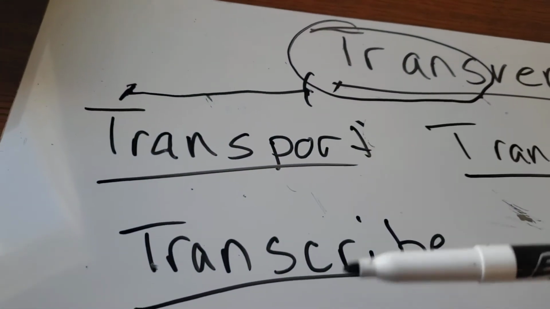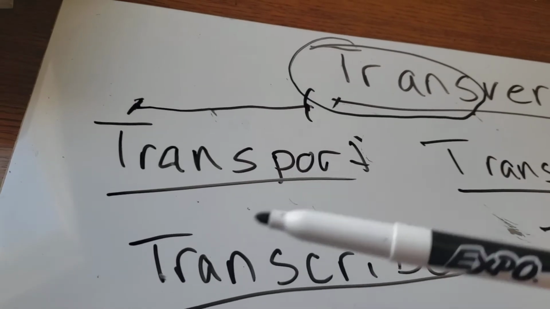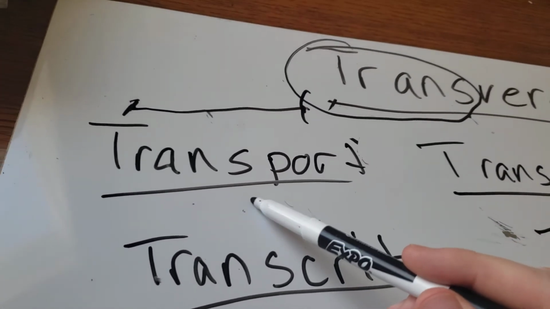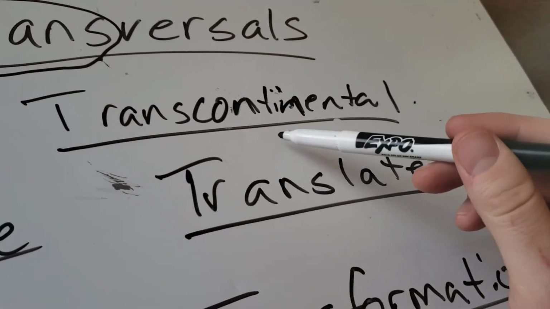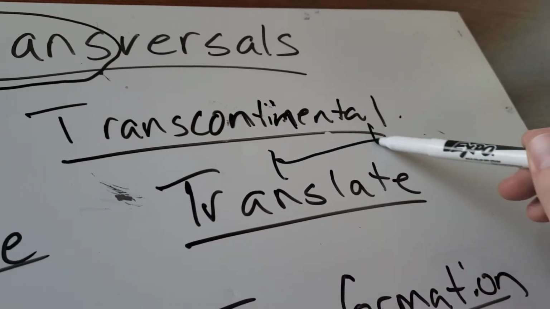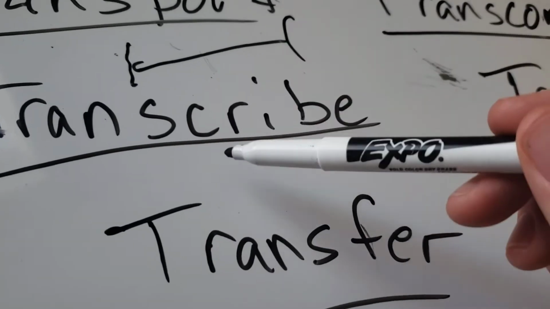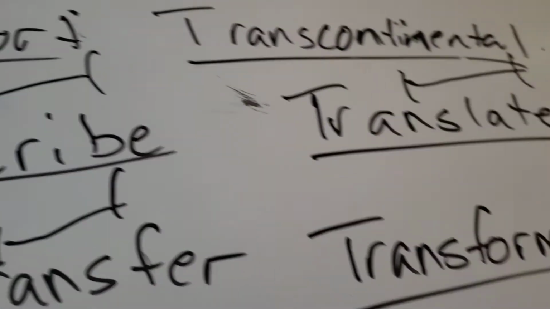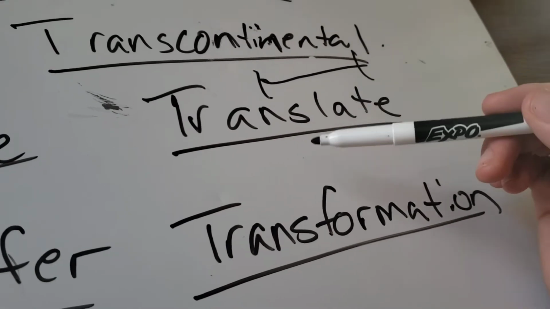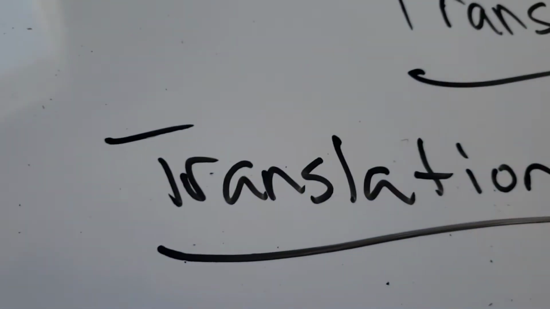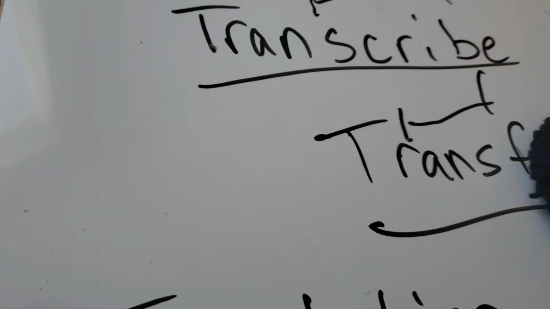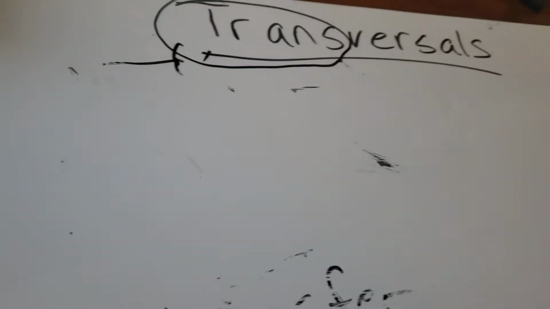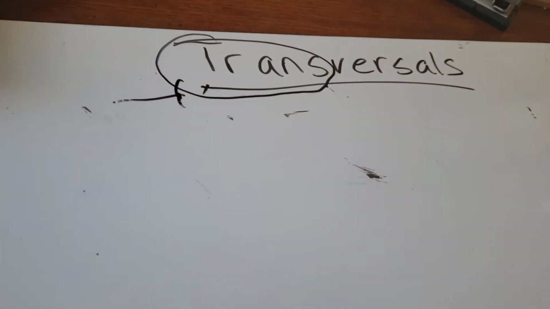Transcribe means to take spoken words to written words. So you're taking it from spoken to written. Translate, taking one language to another. Transfer, moving something from one spot to another. Transformation, changing one thing to another. And then finally, translation, just like translate, taking something from one language to another. So that prefix trans means to go across, from one thing to another.